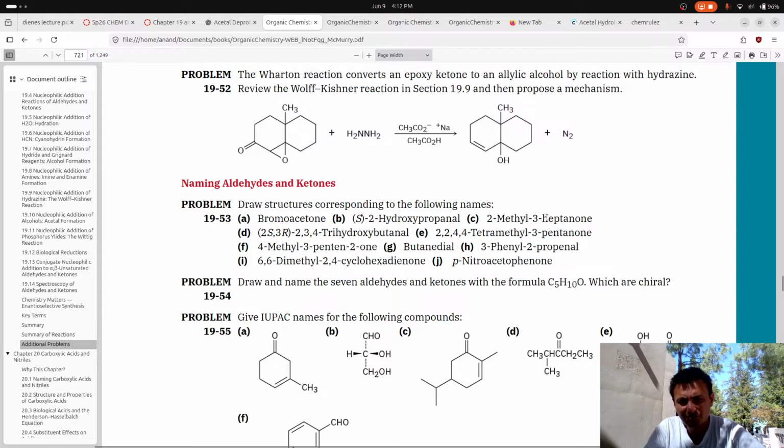2,2,4,4-tetramethyl pentanone. It's like a birthday party. Pentanone. Alright, 2,2,4,4-tetramethyl-3-pentanone. Okay, OH, methyl, methyl, methyl, methyl. Okay, that one's actually easy. I don't know why. Butane diol. That's pretty cool. A diol.